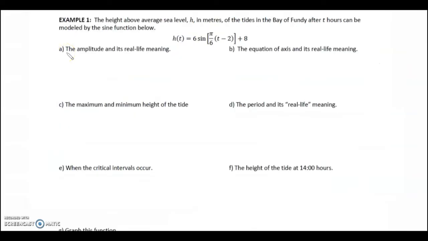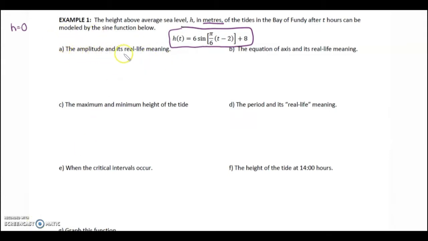Okay, example 1, the height above average sea level. So by the way, average sea level, we would call this height of 0. Okay, in meters of the tides at the Bay of Fundy after T hours can be modeled by the sine function below. So here's our sine function. This question is already easy because this is what we've been dealing with so far. They give us a function, cool, we just have to read the function.